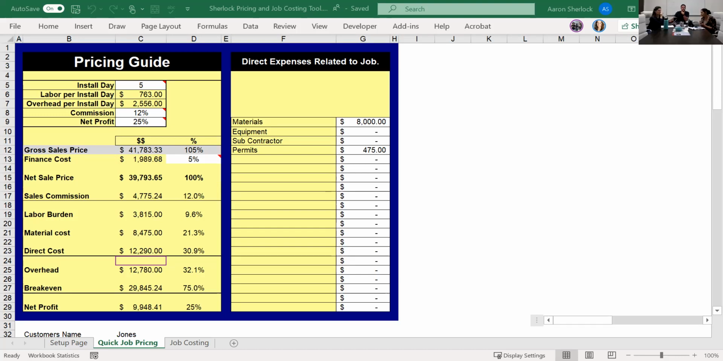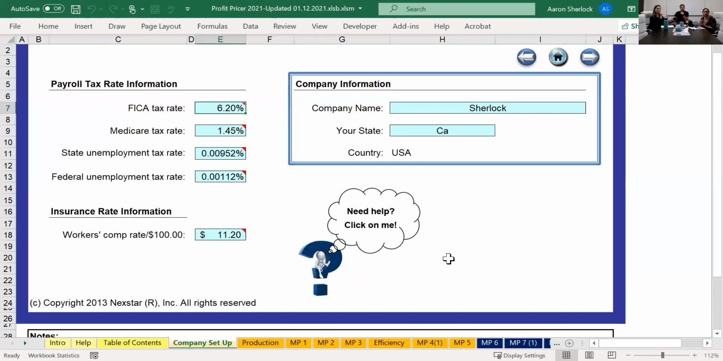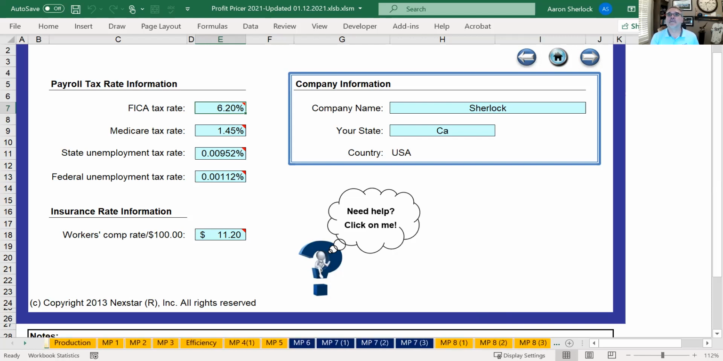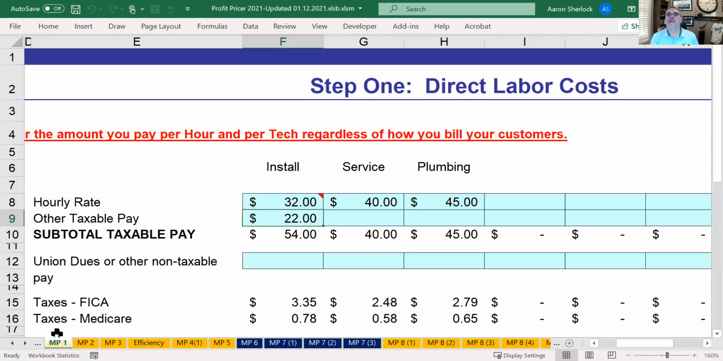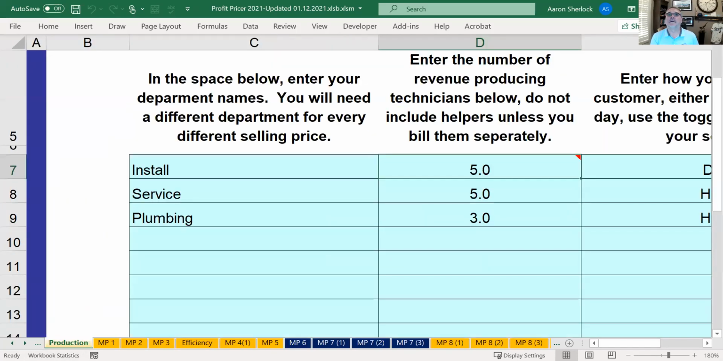Are you seeing it now, the profit pricer, or no? I am not. Okay, I gotta change my share screen. There we go. Yeah, I'm seeing it now. So go on over to MP11. Oops. What do I do there? You were heading there. There you go.